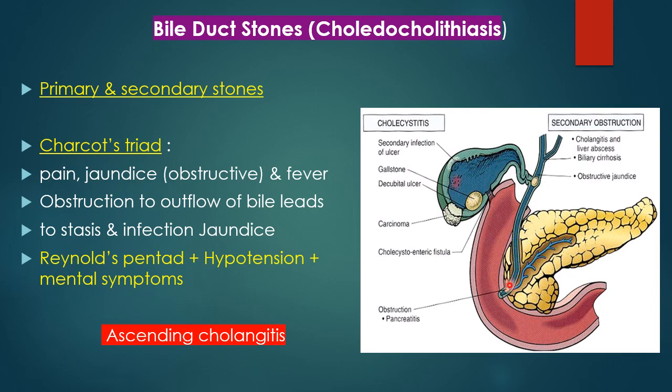The classic presentation of obstruction of this bile duct is the Charcot triad, which consists of pain, jaundice and fever. The jaundice is the obstructive type due to obstruction to outflow of bile, and stasis and secondary infection of the obstructed duct, cholangitis. This is known as cholangitis or ascending cholangitis. Sometimes there can be additional features as well, hypotension and mental symptoms, which is known as Reynolds pentad.